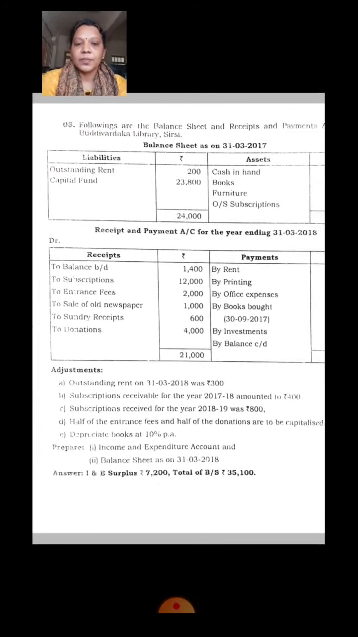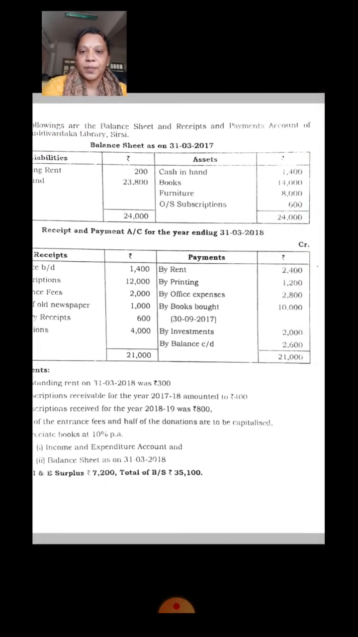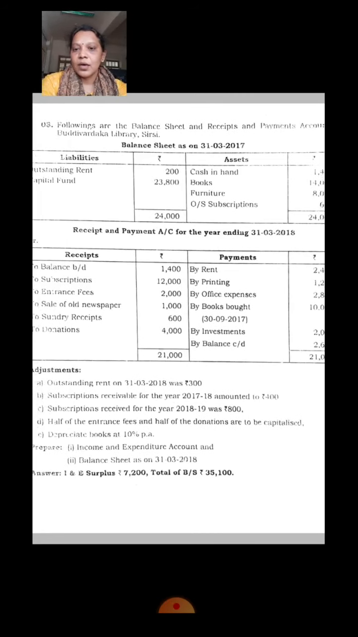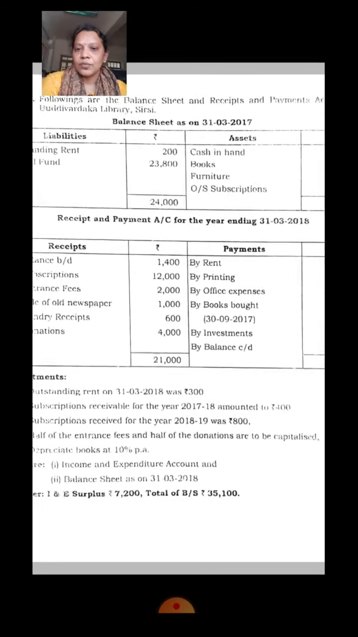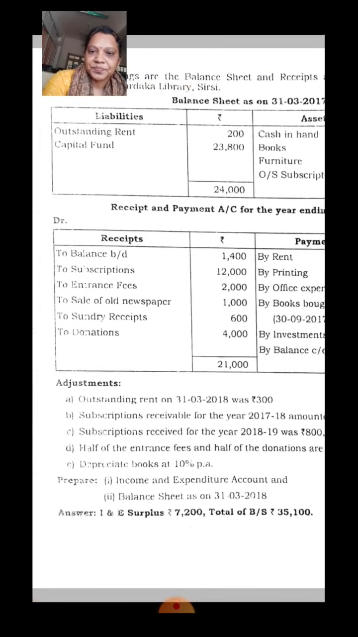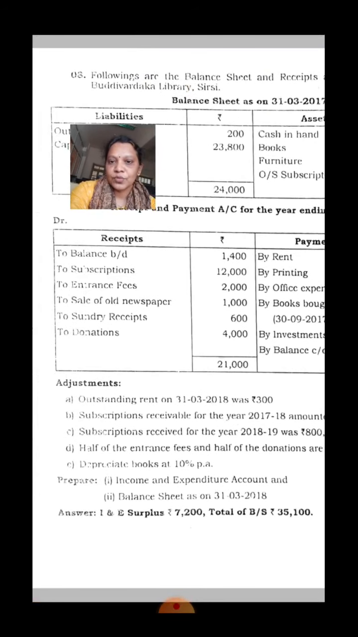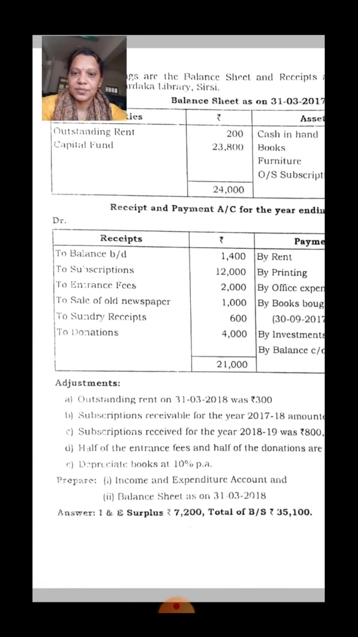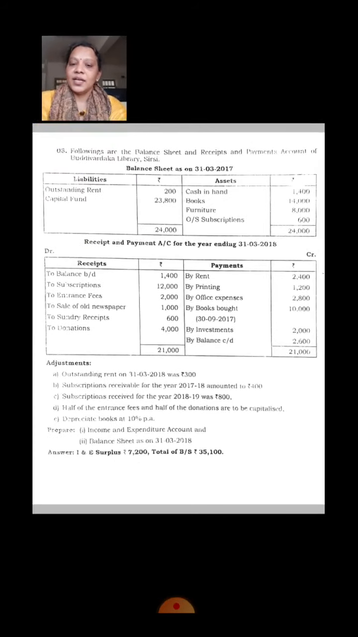So following are the balance sheet and the receipt and payment account for the Buddhivardhaka Library, Shirsi. Yes, Buddhivardhaka. Okay, these are the accounts related to the library, right? So then what information is given?